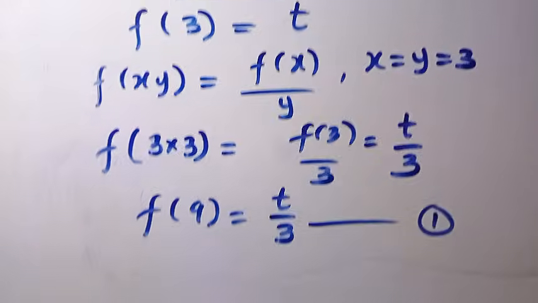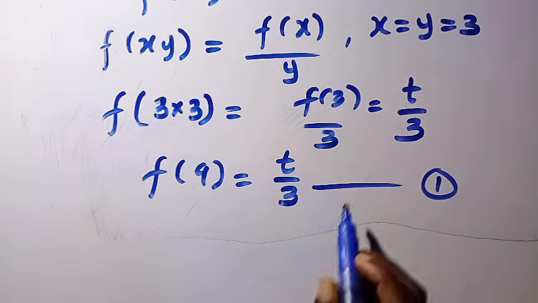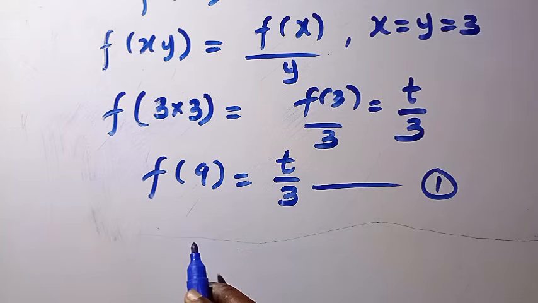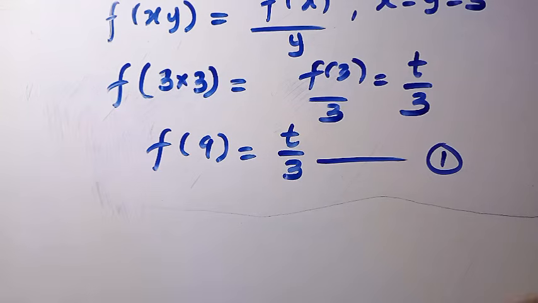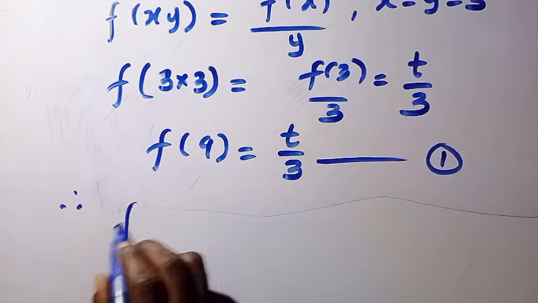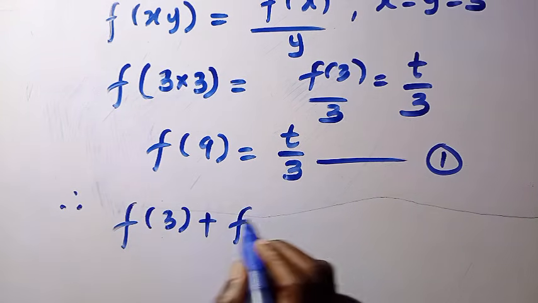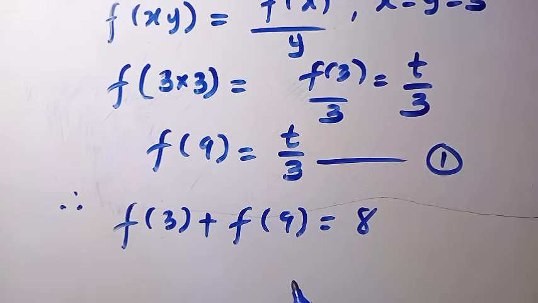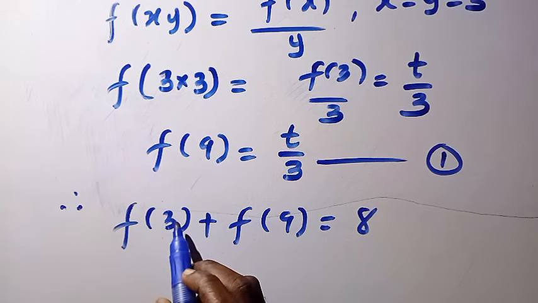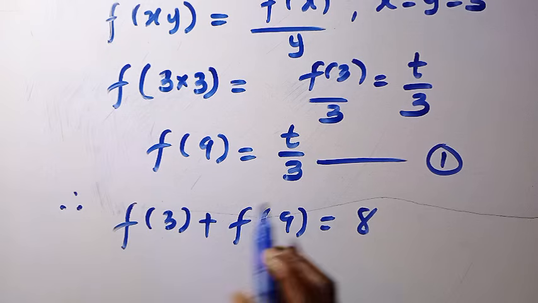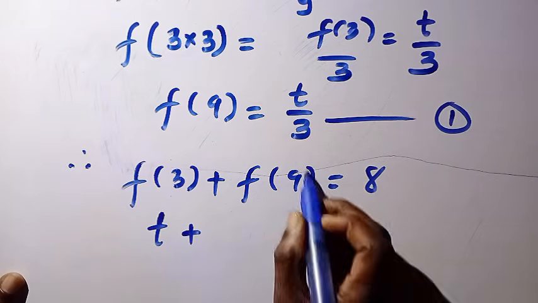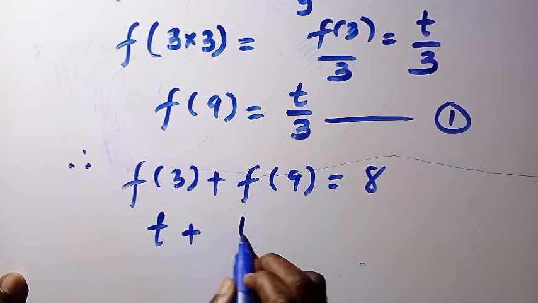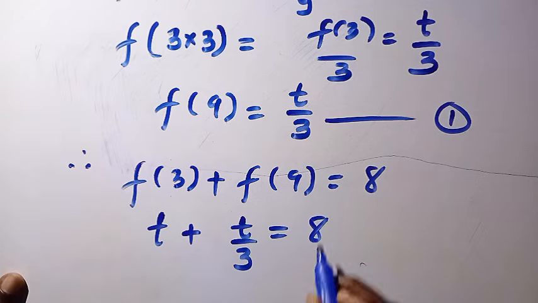After getting this, we have to know the value of t. To get the value of t, we recall the second line of the given question, which is f of 3 plus f of 9 equals 8. Since we have f of 3 as t, and f of 9 as t divided by 3, we replace this with t plus t over 3 equals 8.